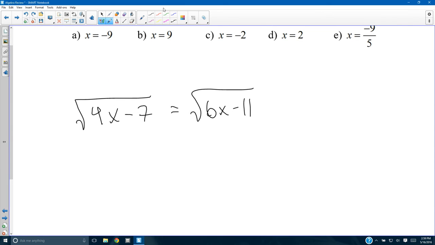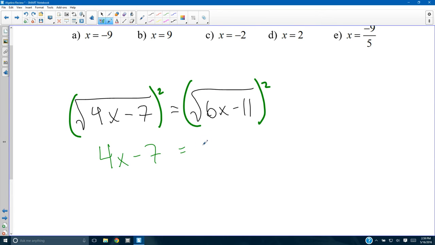In this case, it's going to be cleaned up because these are isolated. So I can square both sides here, and the square root of this guy, quantity squared, is just this guy, this 4x minus 7. Okay, that's it. Square root of 6x minus 11 quantity squared is just 6x minus 11. Okay, the square cancels out the square root. Subtract 6x, add 7. You'll get negative 2x equals negative 4. Divided by negative 2, you get x equals 2.